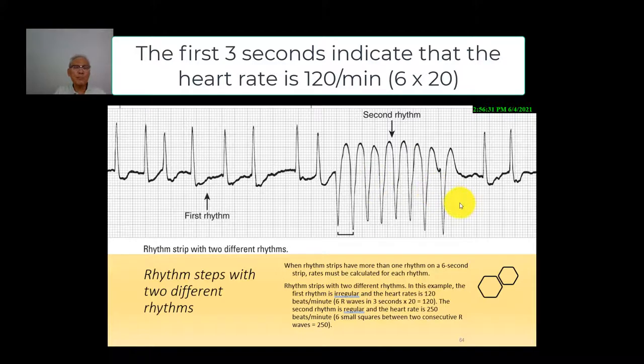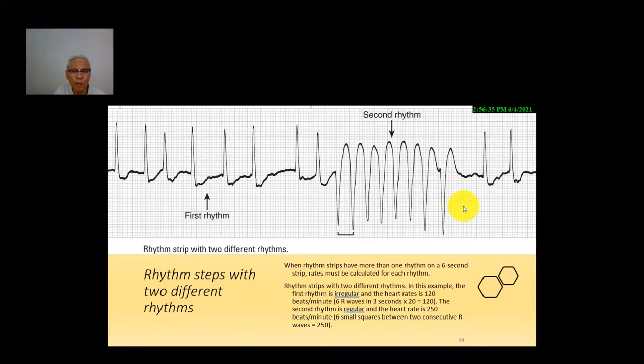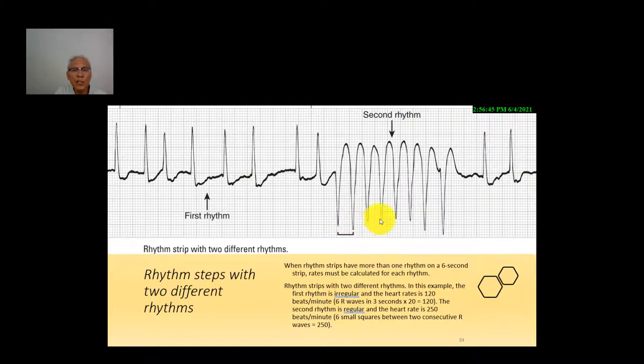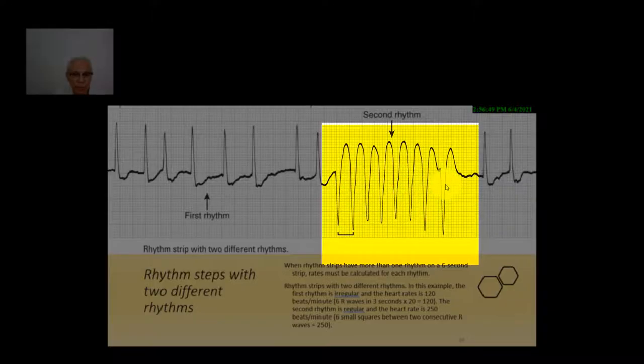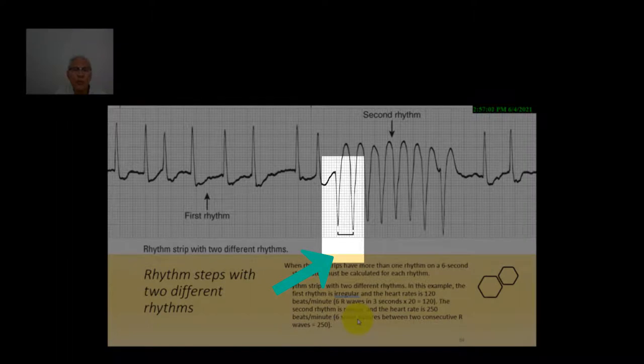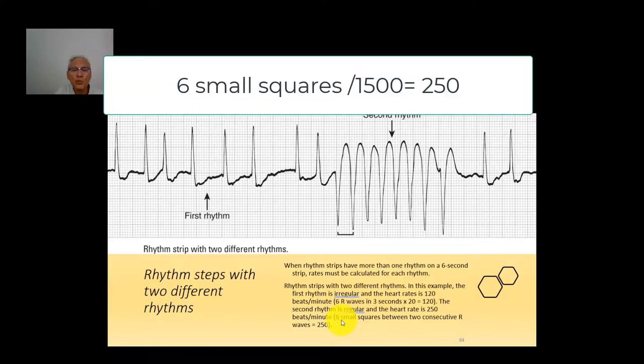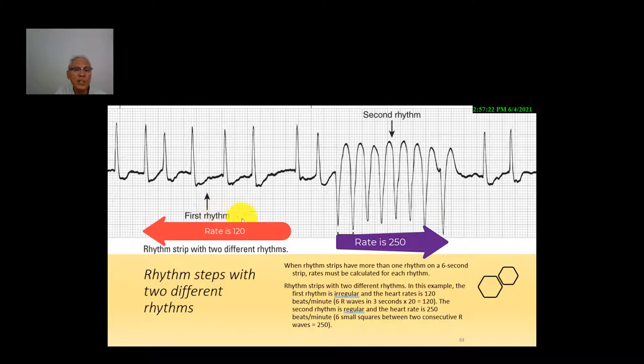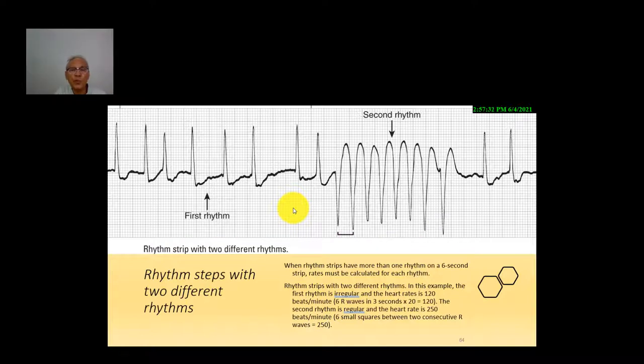What we cannot miss about this particular strip is that the second half of the strip is another rhythm right here, which is very different from the first one. So what we could do is calculate the rate at which this irregular rhythm occurs. And as you could see right over here, there are 6 small squares between the 2 consecutive R waves. And therefore, if it is 6 small squares, 1500 divided by 6 is going to be 250. We then report this particular abnormal rhythm to be 250, whereas the first rhythm is 120. So this is the method that we would use when the rhythm strips have more than one rhythm on a 6-second strip. We need to calculate each rate separately for each particular rhythm.